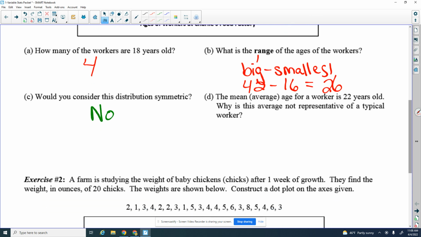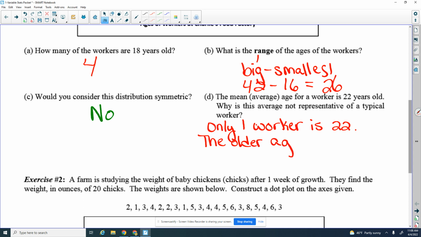So during class, we discussed why is that average so high? And I would say only one worker is actually 22. What happens is we have some workers, maybe the foreman or the manager or the owner, who's older. So that affects the average. So I'm going to say the older ages affect the average. So sometimes an average isn't the best way to look at data.